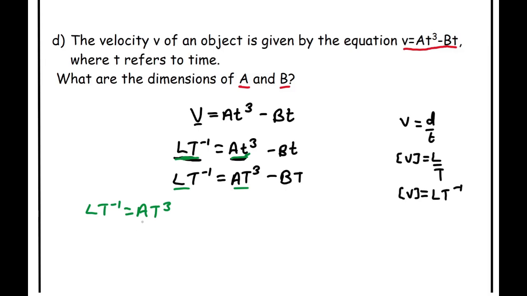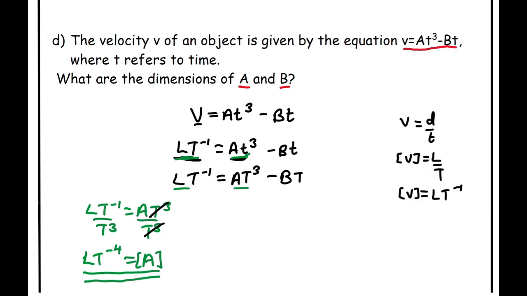So to get A, we simply divide both sides by T to the power 3. So that T to the power 3 and T to the power 3 cancel this side. This side we remain with LT, we can write this to the power 4. If the 3 goes on top, it becomes negative. Then we add the exponents. This is equal to A. So these are the dimensions of A.